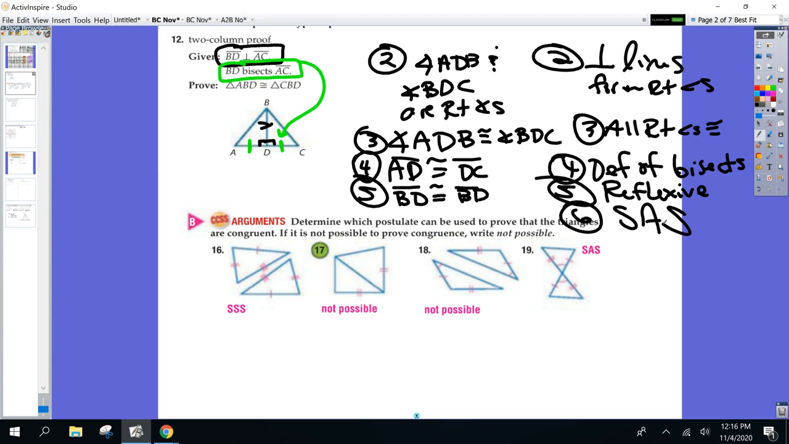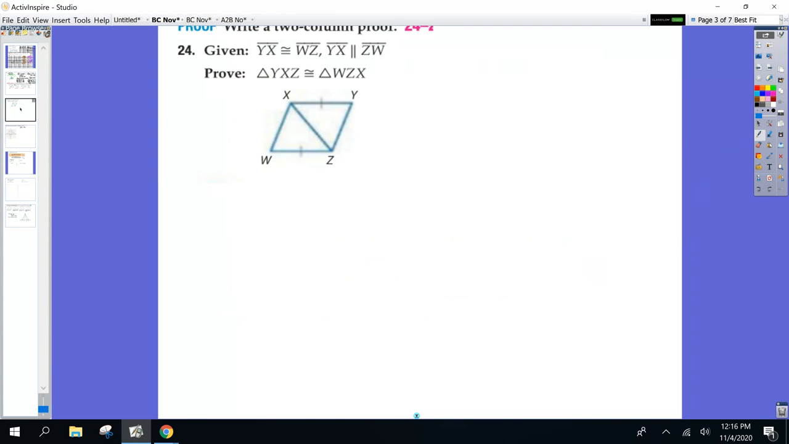So reflexive applies to lines and angles as well? Yes, even though we have not done one until today, we have not done one that had a reflexive angle. But yes, Tyler, if you have a shared side, and it's got to be a full side, a shared full side or a shared full angle, reflexive applies to both. Good question. All right, so there's 12, and then we had one more here with number 24.